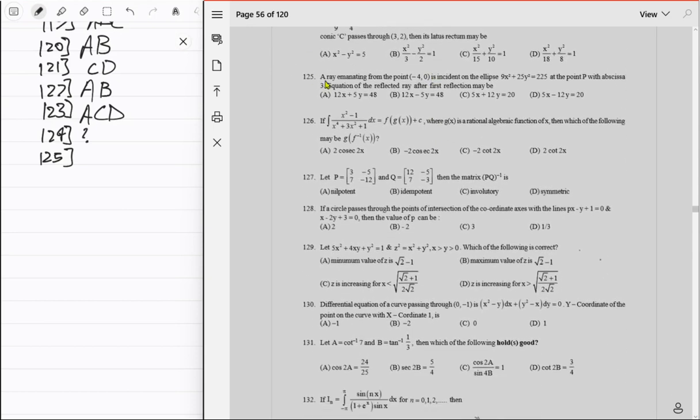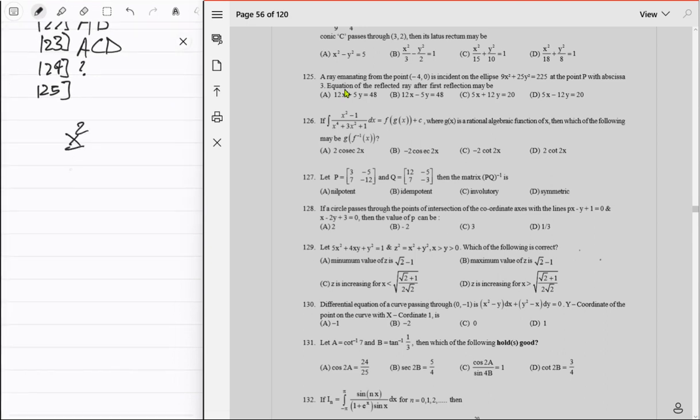Okay. So yeah, a ray emanating from the point negative 4 comma 0 is incident on the ellipse 9x square plus, okay. So at the point P with an abscissa 3. Equation of the reflected ray after. Okay, got it. What is the ellipse? Just x square upon 25, of course, got it. Just x square upon 25. Okay. Emanating from this point is incident on the ellipse at the point P with abscissa 3. The x coordinate 3 basically, right? X coordinate 3 hai, and then y coordinate must be, I don't know.